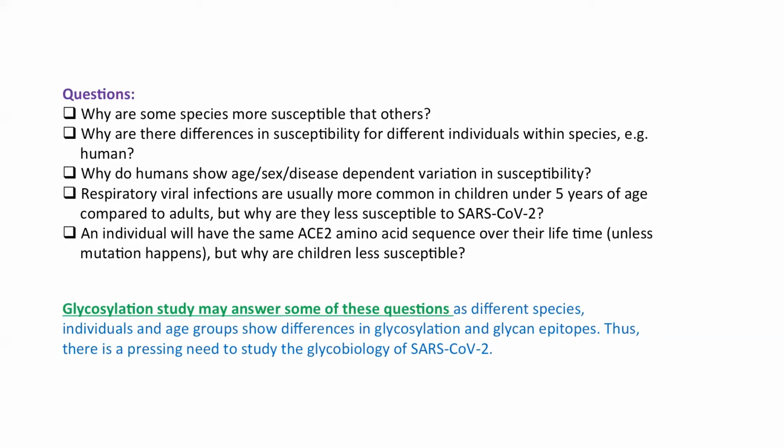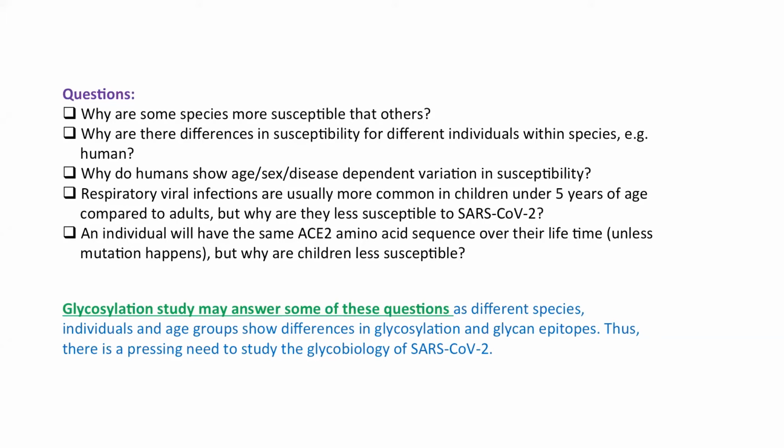An individual will have the same ACE2 amino acid sequence over their lifetime unless mutations happen, but why are children less susceptible? So glycosylation study may answer some of these questions, as different species, individuals, and age groups show differences in glycosylation and glycan epitopes. Thus, there is a pressing need to study glycosylation of SARS-CoV-2.